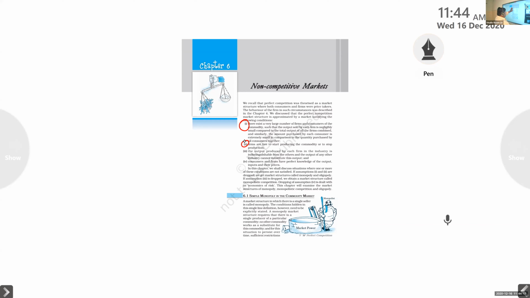So, first condition: a number of firms are there, a number of consumers are there, basically they are price takers. The second situation in perfect competition is that firms are free to enter and exit.